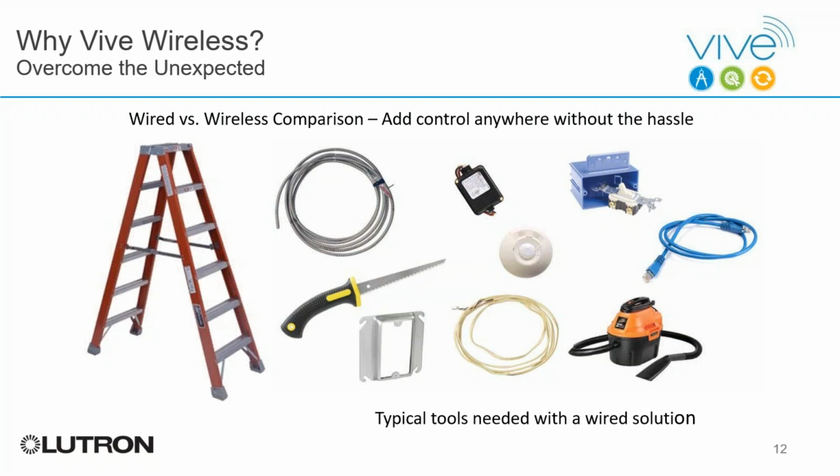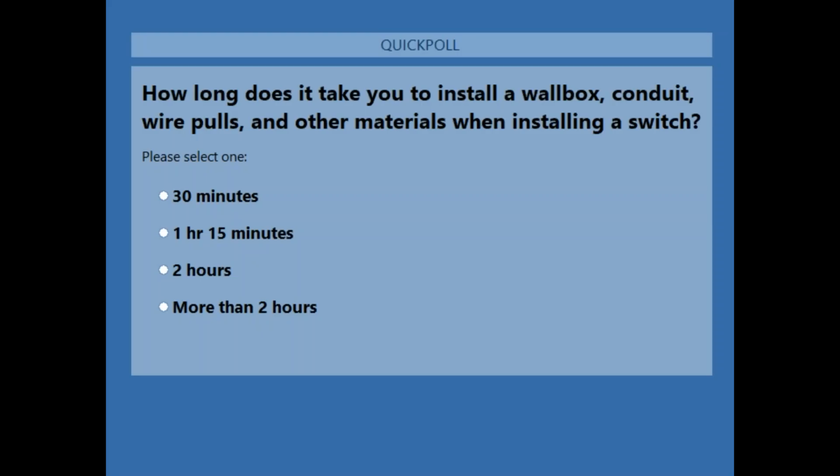So one of the things I like to do is think about it in terms of how many wall switches are in your job. And I'm going to start out with a quick question to all you guys and launch a little poll here. So for each wall switch in your job, how long does it take to install a wall box, conduit, wire pulls, and other materials when installing a switch? And let's assume for a second that this is a standard application, nothing too crazy in terms of conditions or anything like that. Standard time to install what those are.